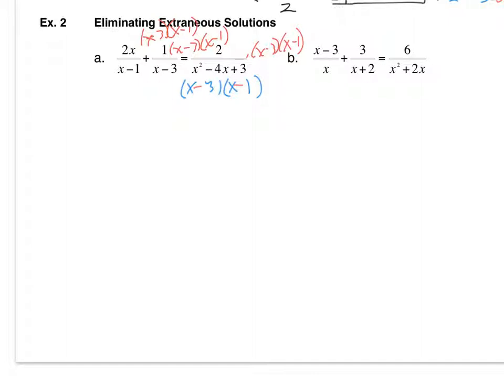And then we're going to cancel. So this x minus 1 cancels with that x minus 1. This x minus 3 cancels with this x minus 3. And then both of these cancel with both of those. So we are left with the following. For the first term, we have 2x times x minus 3. Plus, we have a 1, which I normally don't write, times an x minus 1 equals, then we just have a 2 left over.